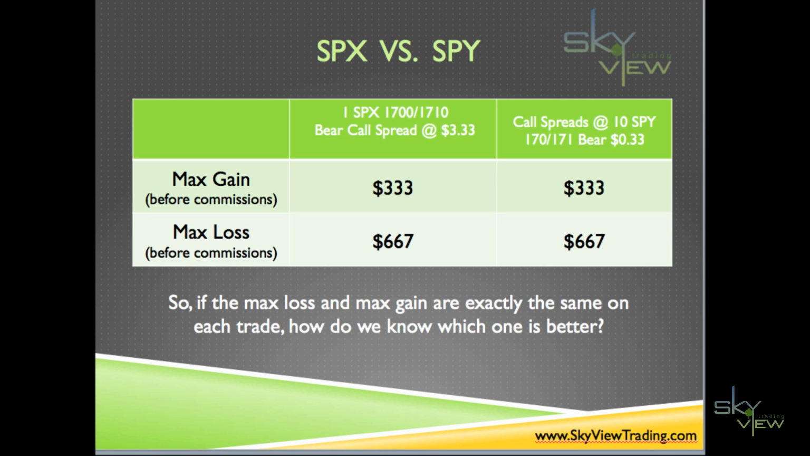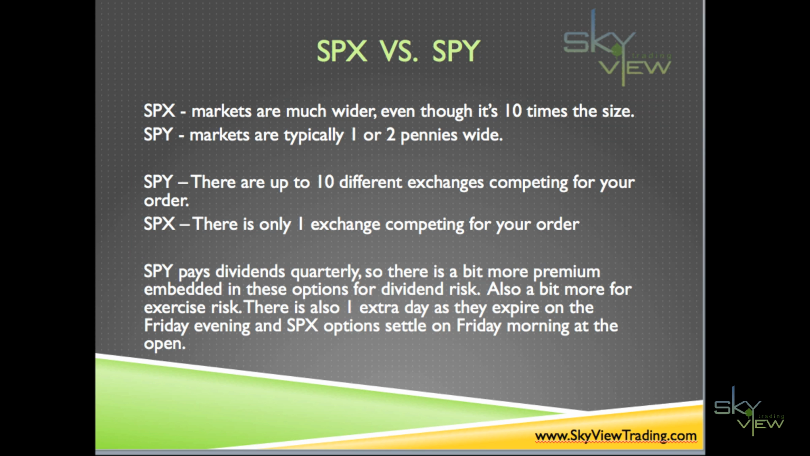Like I said, the max gain and max loss are both going to be the same on both of these trades. If you sell the one SPX spread, your max gain is 333, your max loss is 667, and you can see over here on the SPY trade, your max gain and max loss are exactly the same. So if they are exactly the same on each trade, how do we know which one is better? Well, here's a few things to note.